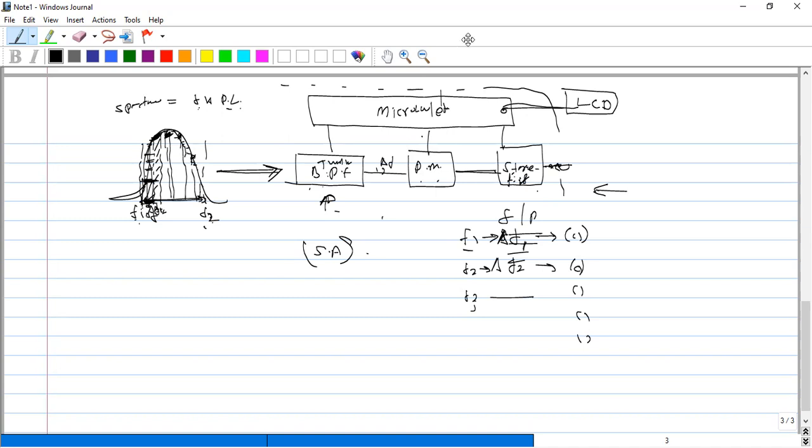So I think that is what we need to discuss. We have discussed from here to here. The measurement: oscilloscope is time domain, spectrum analyzer is frequency domain.